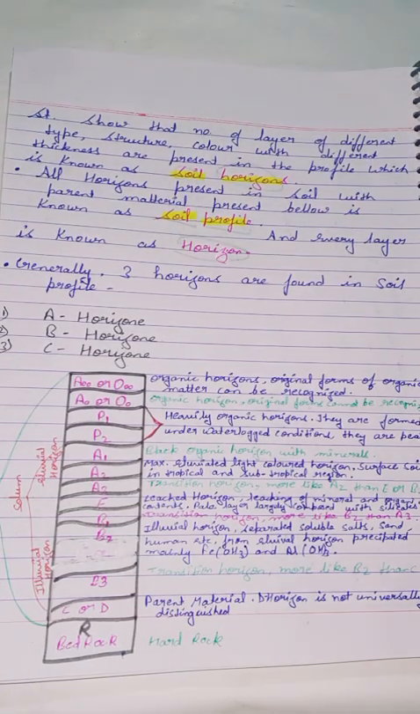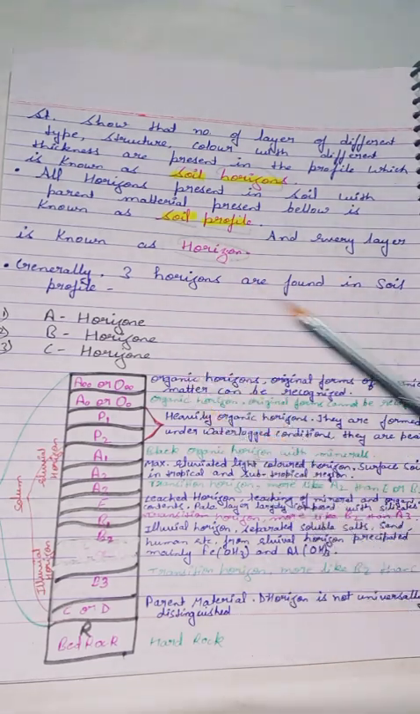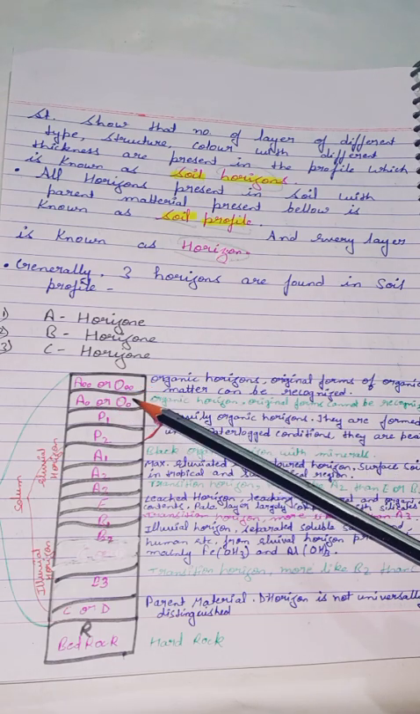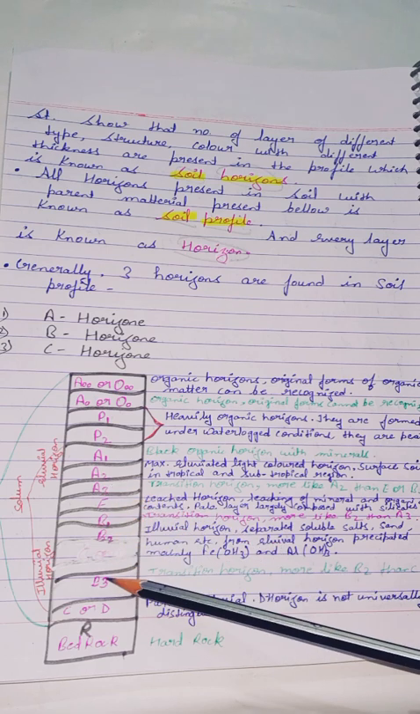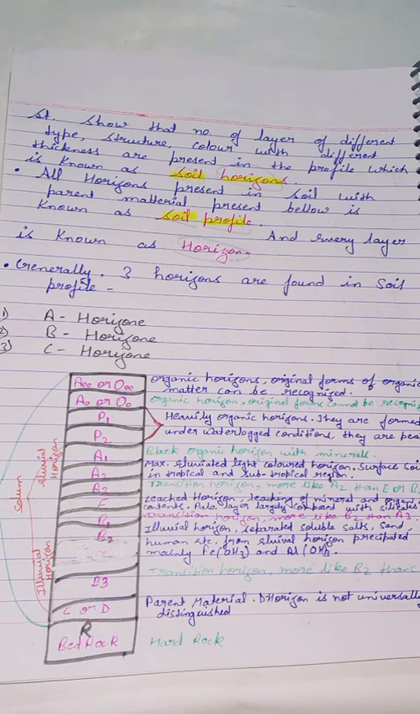Next, generally three horizons are found in the soil: A horizon, B horizon, and C horizon. You see this chart: O double zero or A double zero, O zero or A zero, P1, P2, A1, A2, A3, E, B1, B2, B3, C or D, and R bedrock.